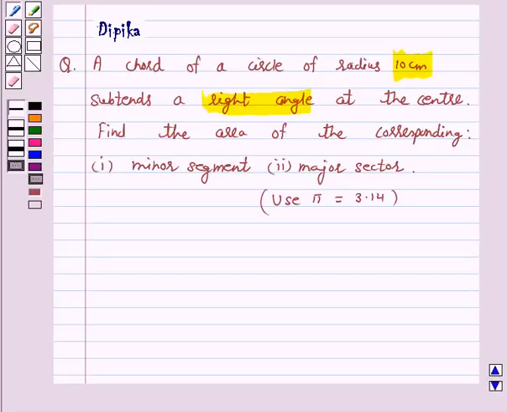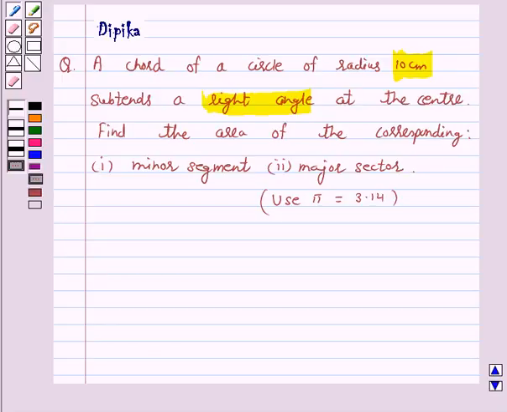I am Deepika here. Let's discuss a question which says a chord of a circle of radius 10 cm subtends a right angle at the center. Find the area of the corresponding 1) minor segment, 2) major sector. Use pi is equal to 3.14.